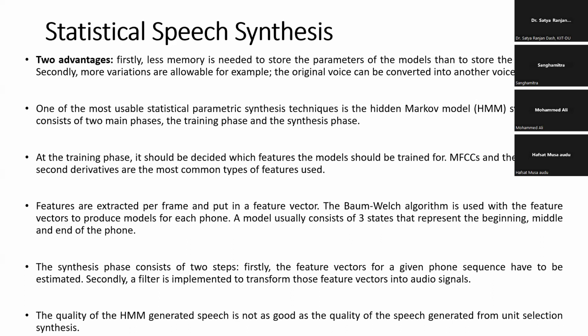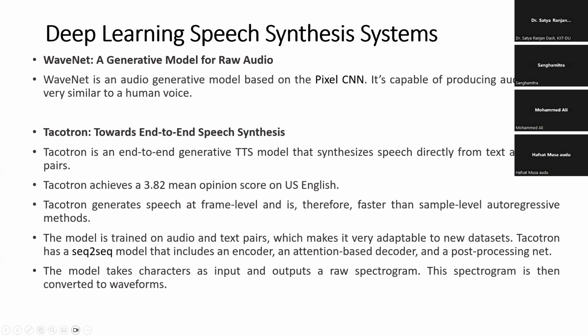Then statistical speech synthesis. The advantages are lesser memory is required and more variations are allowable in this particular type of speech synthesis system. Then we move to deep learning speech synthesis systems also. Today we have WaveNet, which is an audio generative model based on PixelCNN. This is capable of producing audio that's very similar to human voice. Then we have Tacotron, which is an end-to-end generative TTS model, which will synthesize speech directly from text and audio pairs. This also has achieved a very high mean opinion score on US English.